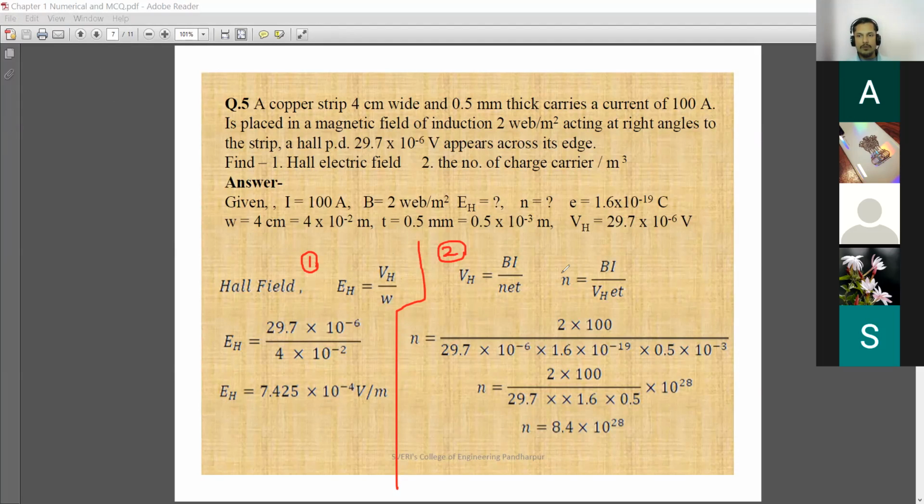Now is the VH value given to us? Yes, the VH value is directly given. What is W? It is the width, and the width is also given. So if you put these values we can easily calculate the Hall electric field.